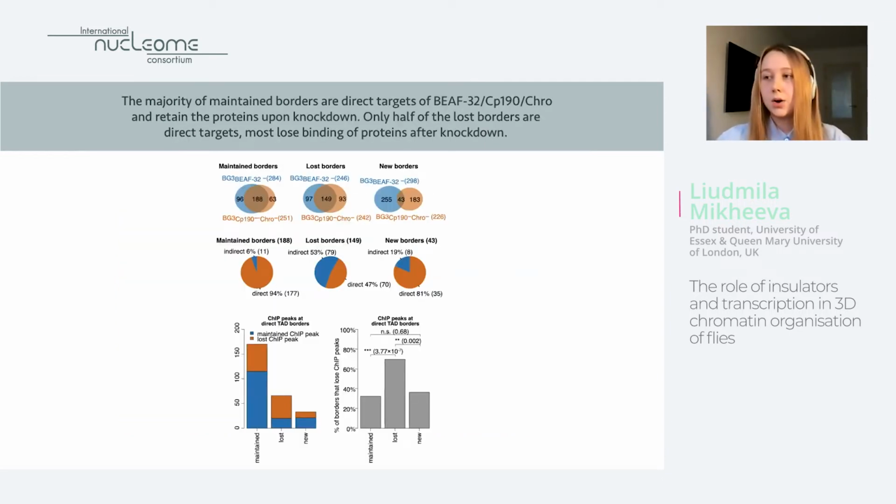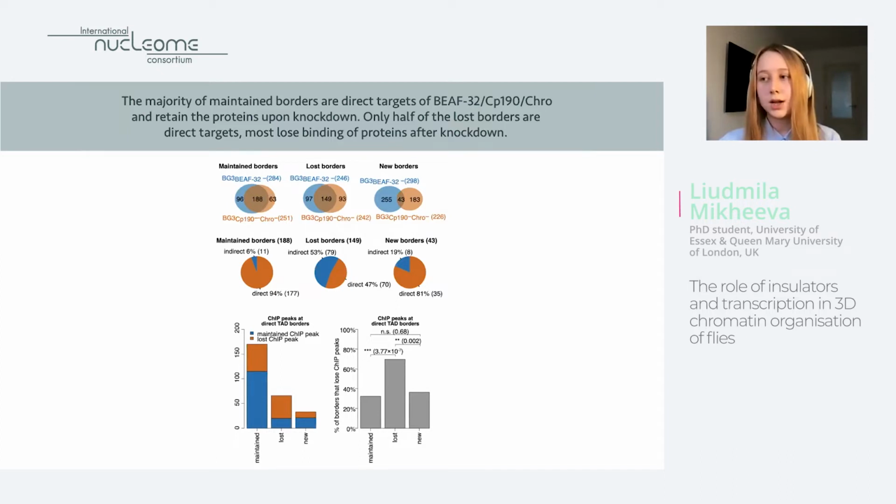Compared to wild type, out of all strong borders, 188 borders were maintained and 149 were lost in two knockdowns. The rest of the strong borders in wild type cells either do not display the same trend in both knockdowns, move only within 2 kb and are defined as fuzzy, or are only moderately weakening. So we wanted to be sure that the borders that we focus on are direct targets, meaning that before the depletion, the borders were occupied by the proteins of interest, so BEAF-32, CP190, or Chromator, and then these borders were maintained or lost due to direct effect of the depletion.